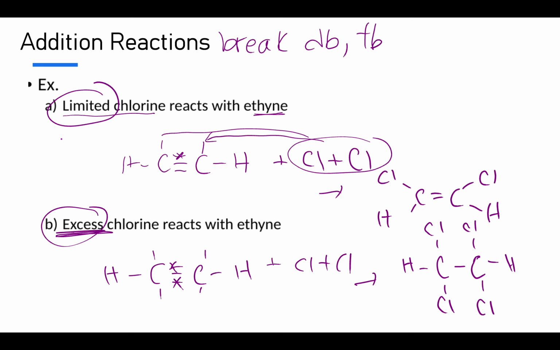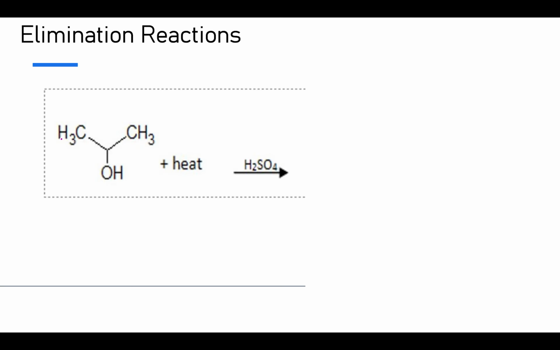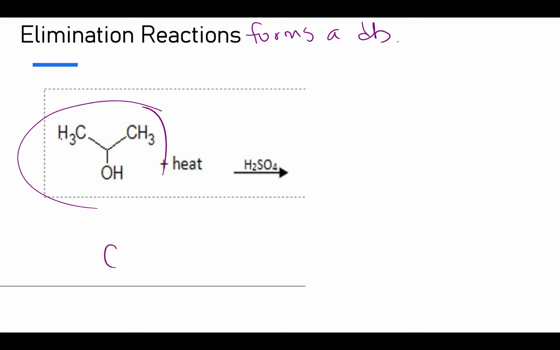chlorine to the molecule. Our next one is elimination, and elimination forms a double bond. So I like to redraw this molecule in particular. And if I were to do that just in a way to show everything that's present, I would have hydrogens on that first carbon, an OH group on that second carbon, and hydrogens on the last.